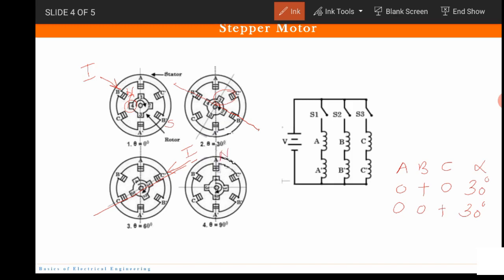And then after this, we will make A positive. Now this becomes the North Pole, this becomes the South Pole. Correct? If this is energized, this combination gets attracted, so it aligns itself in this direction. Now A is positive, B is 0, C is 0. So we get another 30 degrees. So what is the total shift? 30 plus 30 plus 30, 90 degrees.